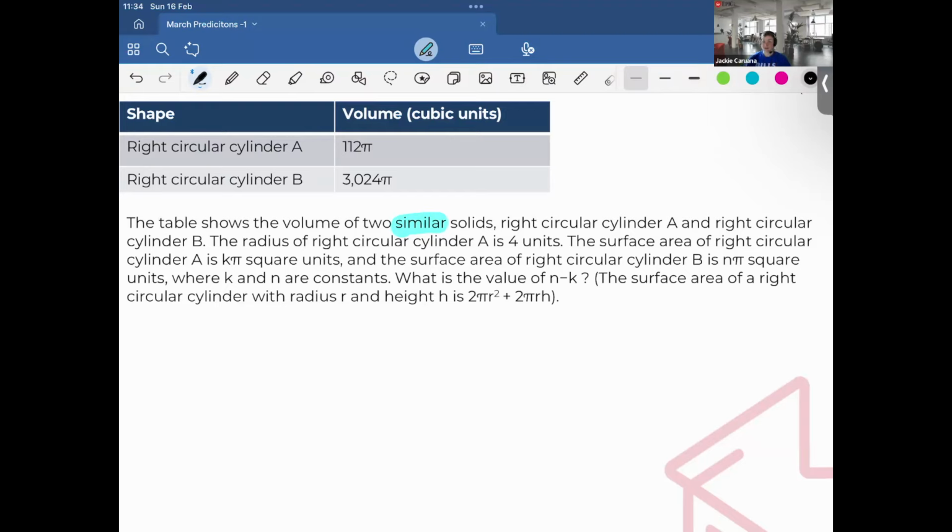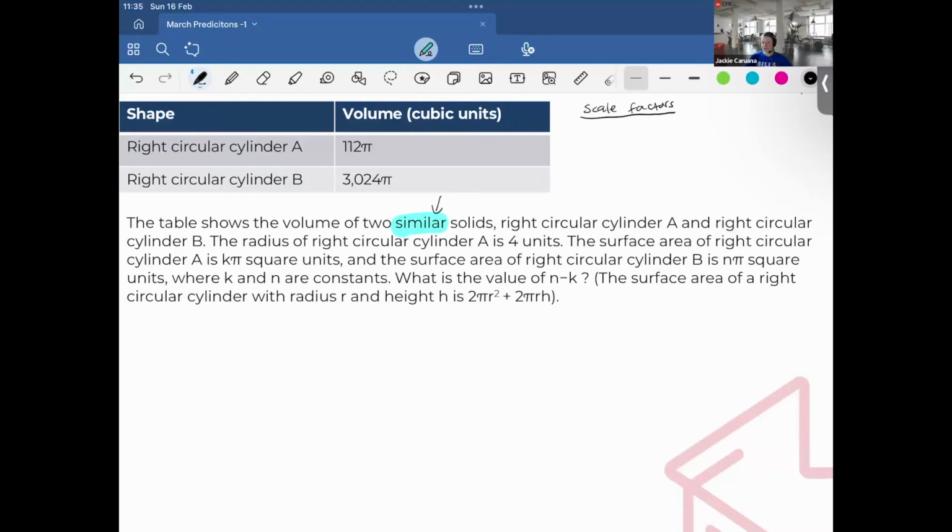Surface area of a right circular cylinder. Okay, so they give us the formula for the surface area of a right circular cylinder. And it also tells me that these shapes are similar to each other. Since they're similar, that means their dimensions are proportional to each other by a particular scale factor. So it's important that you know this for SAT, because this has been coming up on pretty much all of the SAT exams.